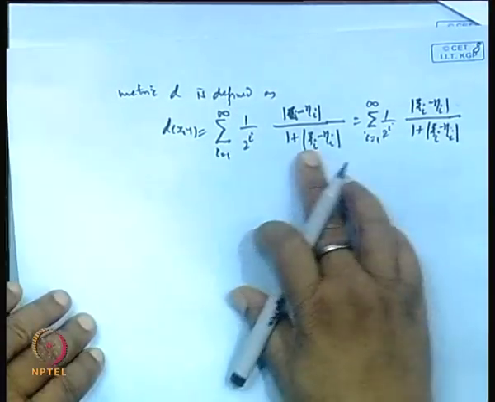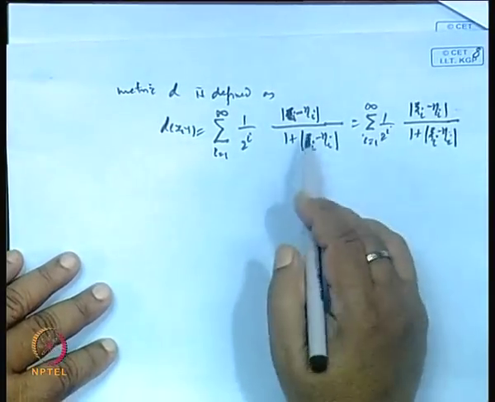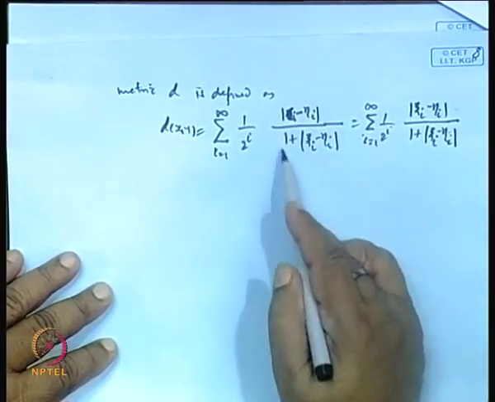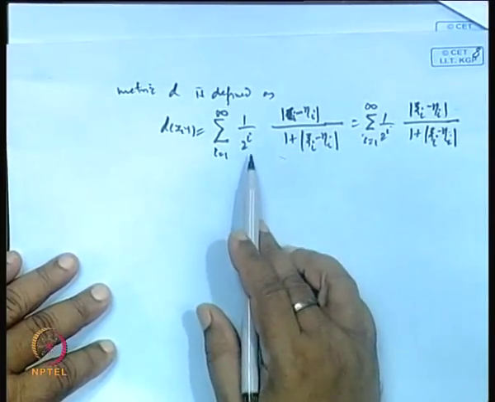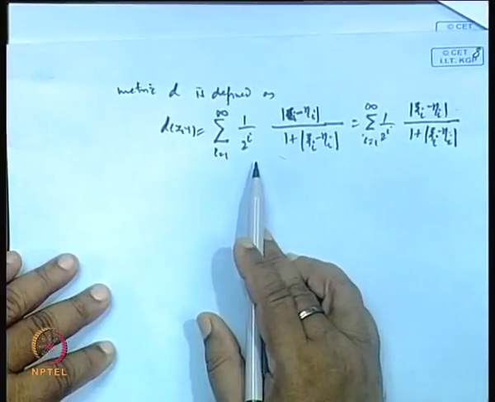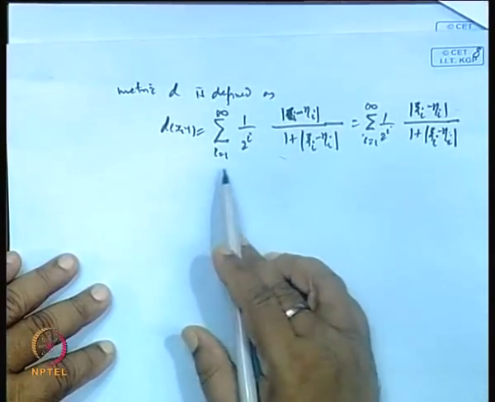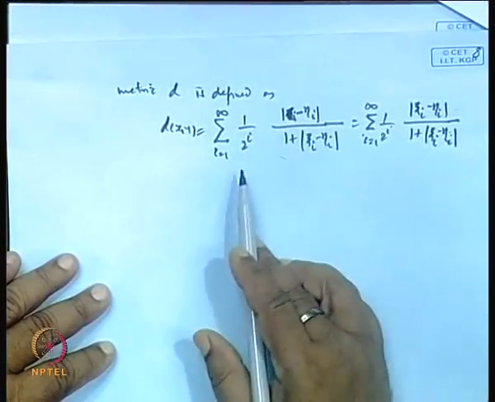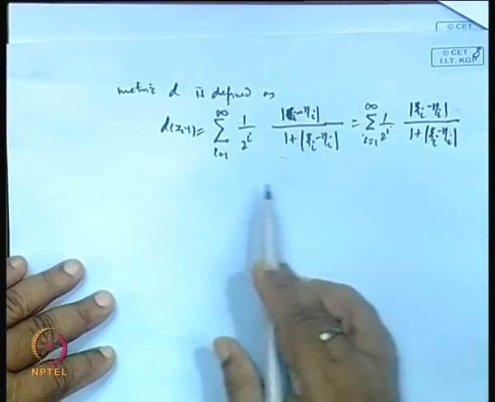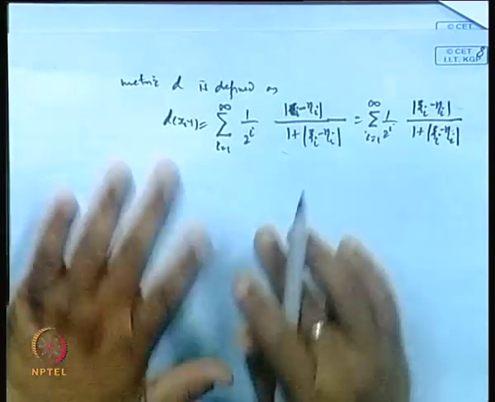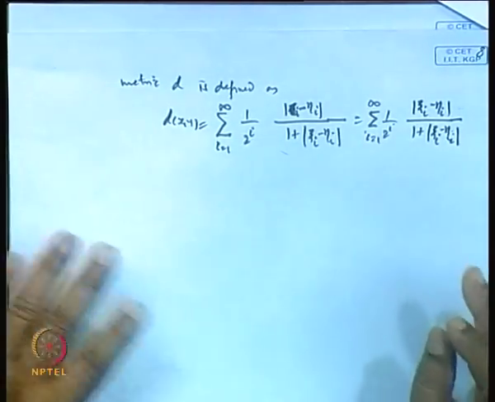Now, it is a valid definition. Why? Because this entire thing is less than or equal to 1. So, this entire series is dominated by sigma 1 upon 2^i. Therefore, sigma 1 upon 2^i is a convergent series, and we get the sum to be 1. Okay? So, this entire series converges to a finite sum. Therefore, d(x,y) is a finite, non-negative, real quantity.